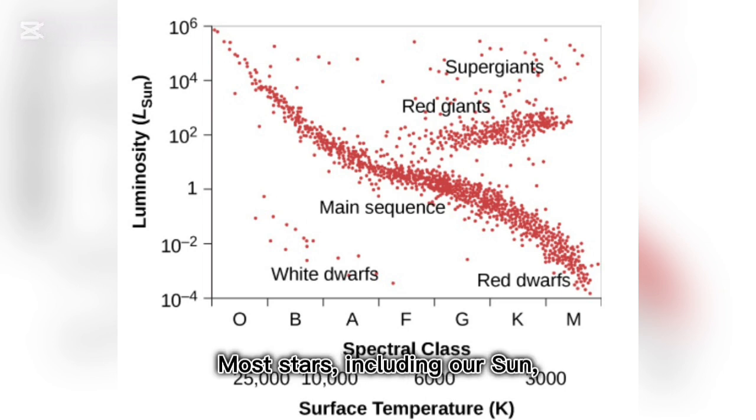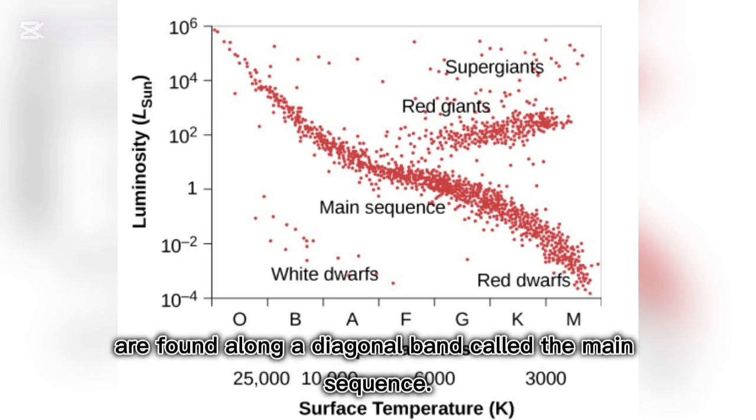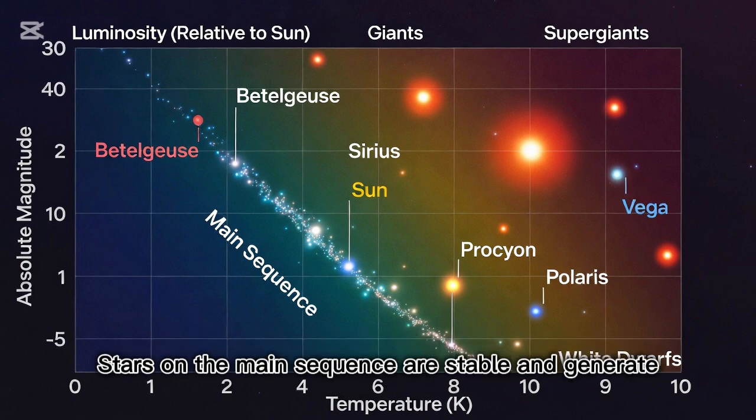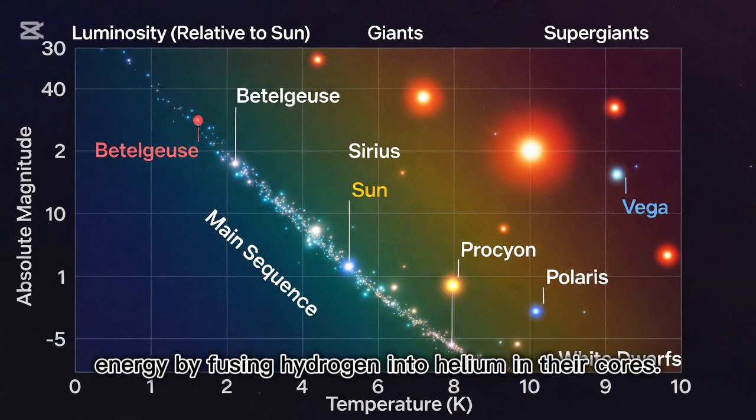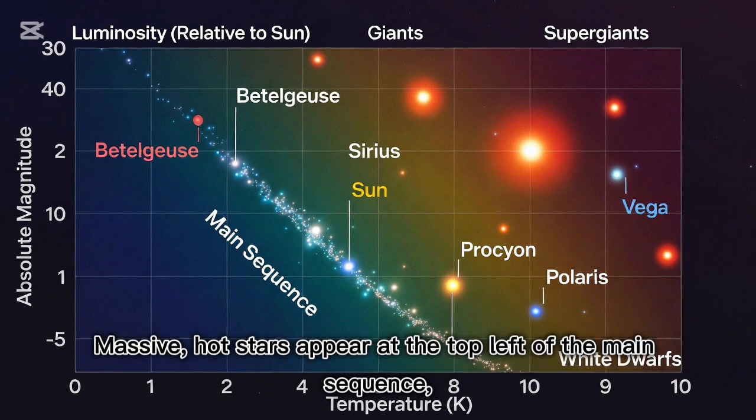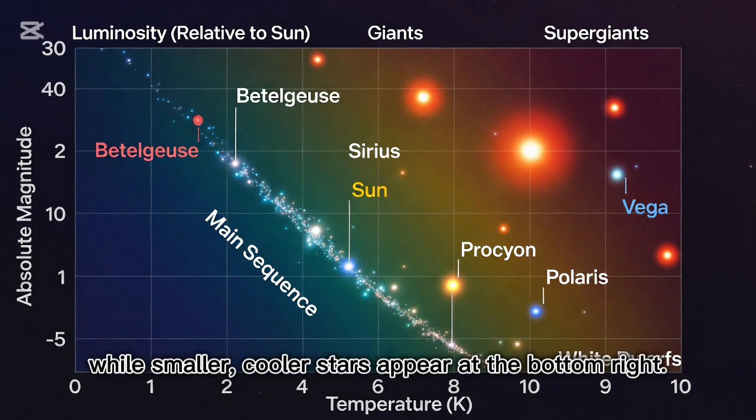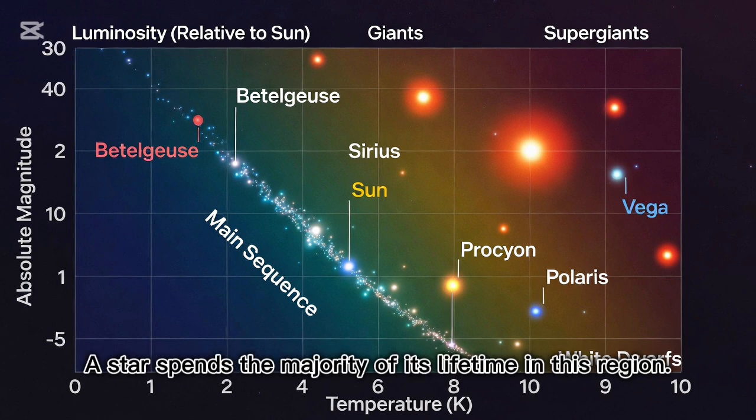Most stars, including our Sun, are found along a diagonal band called the main sequence. Stars on the main sequence are stable and generate energy by fusing hydrogen into helium in their cores. Massive, hot stars appear at the top left of the main sequence, while smaller, cooler stars appear at the bottom right. A star spends the majority of its lifetime in this region.